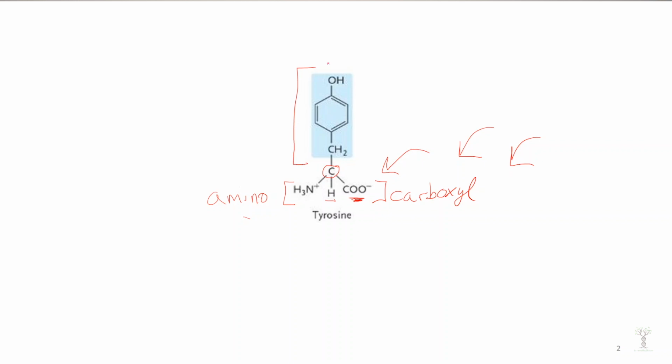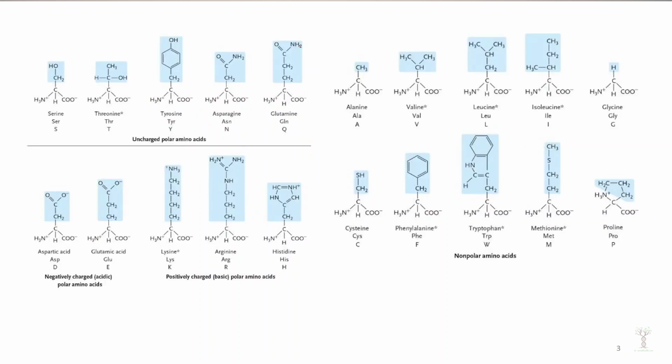The other feature of all amino acids is that they have a functional group. The functional group gives each amino acid its own unique characteristics. So tyrosine has this functional group. Different amino acids will have different characteristics. This is all of our amino acids, 20 different amino acids. The functional groups give them different characteristics, like being polar. So these amino acids have slight charges in their functional groups. Some of them have a negative charge or a positive charge.